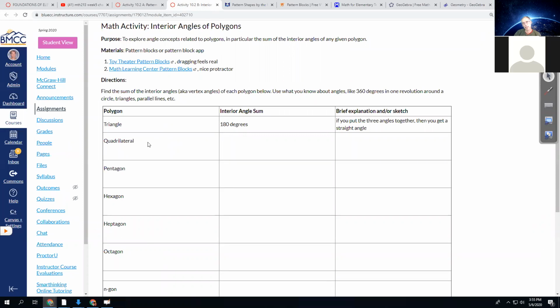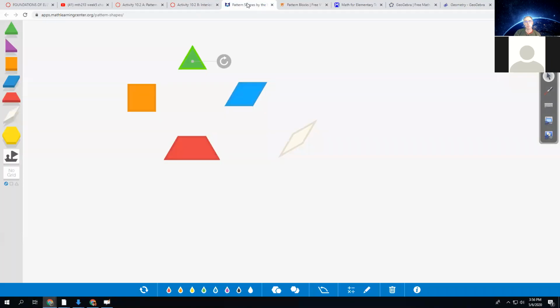Come up with what you think the angle sum is, and then come up with some explanation of it over here. And then try the same thing on a pentagon. So I could build a pentagon with these pattern blocks here. So if I just take this guy and I stick it on top of that one right there, I've made a new shape. Let's trash these others for now. And let's copy that for a pentagon.